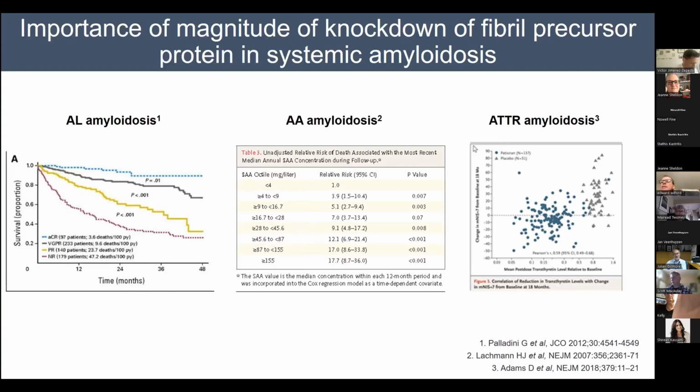Similar data are emerging in ATTR amyloidosis, although it's early days and the data, to be honest, is insufficiently mature to be conclusive. However, the panel on the right shows the relationship between circulating TTR concentration after treatment with patisiran and change from baseline in the mNIS+7 neuropathy score.